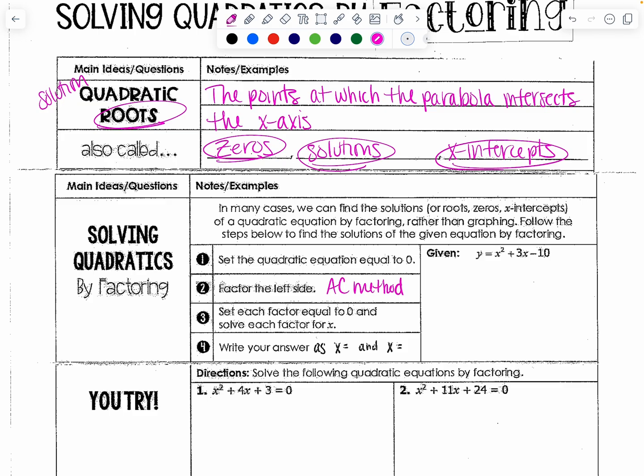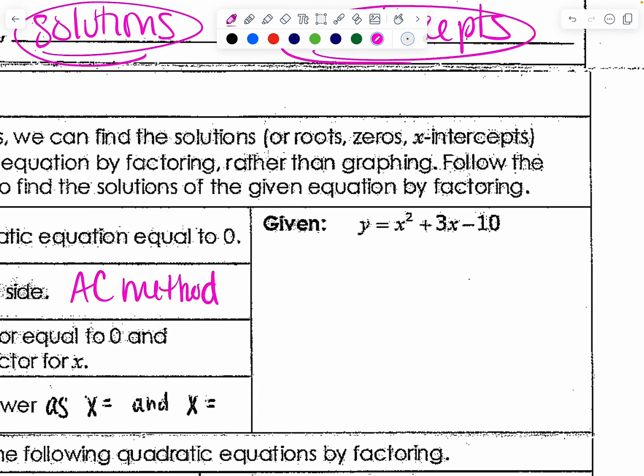Okay, so let's look at this first example. We're given y equals x squared plus 3x minus 10. So first thing I need to make this equal to 0. So I'm going to have this as x squared plus 3x minus 10 equals 0. So I'm setting it to equal 0. Then we're doing our AC method. We're taking a, right? Remember that there's really a 1 here. So a times c gives me negative 10. My middle term is a positive 3.